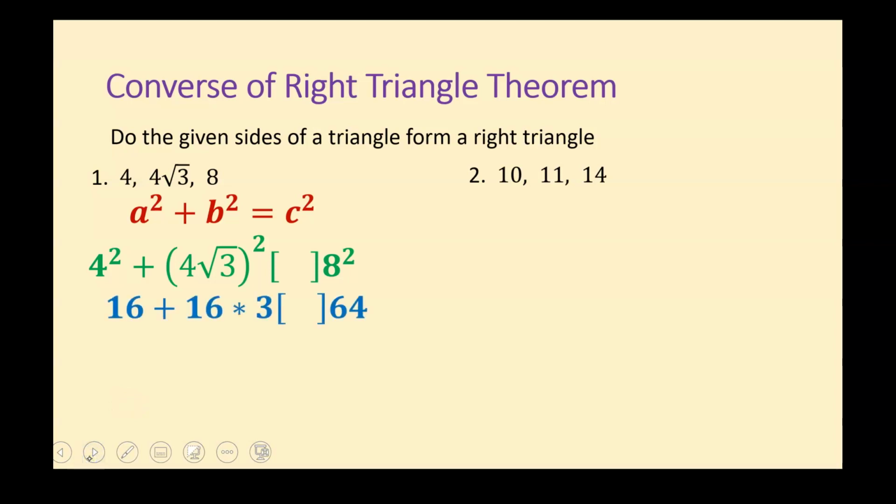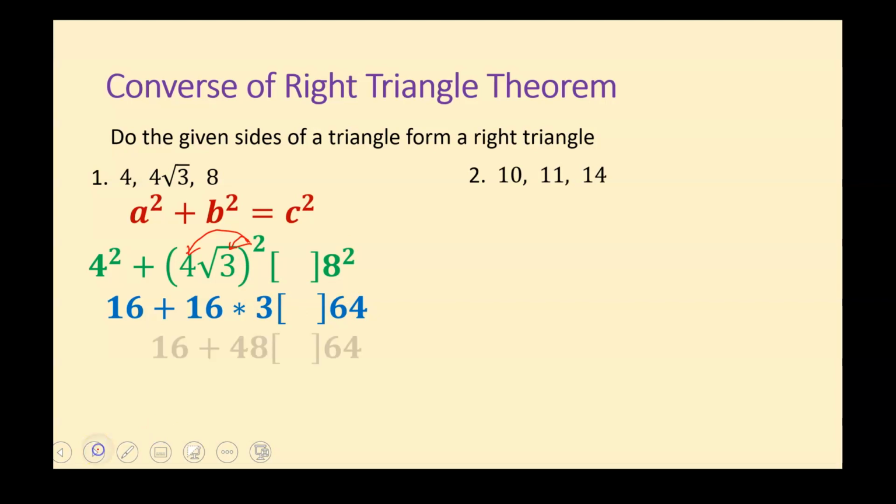So when we do that, we know 4 squared is equal to 16. When we have an outside number and an inside number, the square has to go to both. So the square goes to the 4, and the square goes to the square root. So now really we have 4 squared, which is the 16, and the square root of 3 squared. We know the square and the square root cancel each other out and just leave us with the 3. And 8 squared is equal to 64.